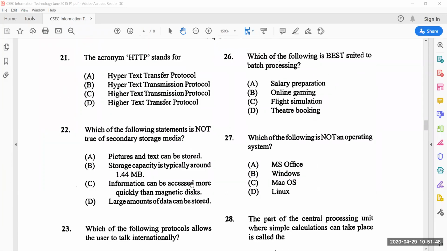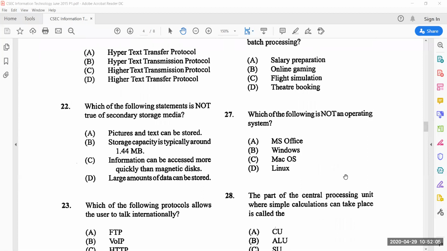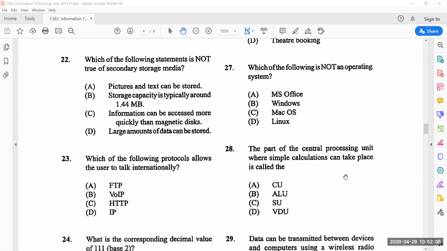Which of the following is best suited to batch processing? Salary preparation. Correct. Yes, salary preparation is best suited for batch processing. And also 27, which of the following is not an operating system? So the answer is E, because Windows is an operating system, Mac is for Mac OS, and Linux is a platform, Windows platform. So the answer will be A.